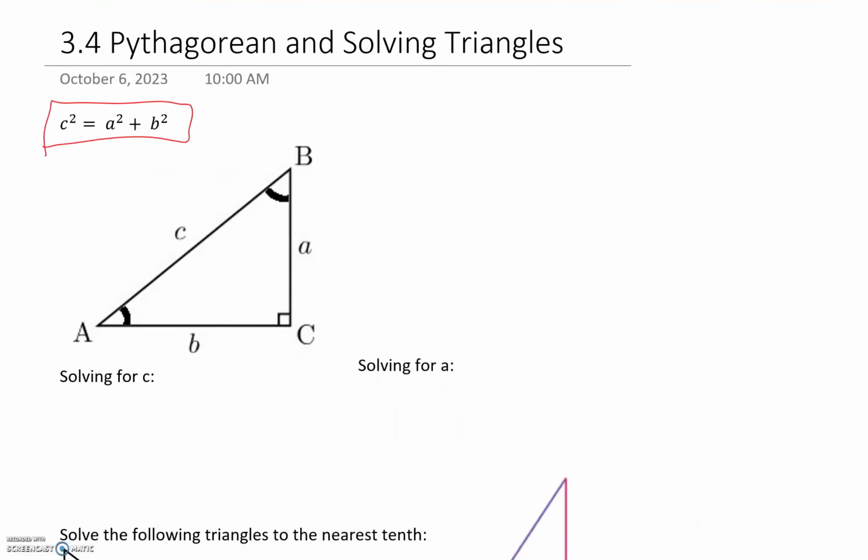So we often use lowercase to denote side lengths and uppercase to show the angles. Just like this triangle is listed, that's how we normally will talk about it. Now, solving for side C, another way to say that is the hypotenuse. To solve for the hypotenuse C, we can use this formula: c squared plus a squared equals b squared. Or sorry, c squared equals a squared plus b squared.